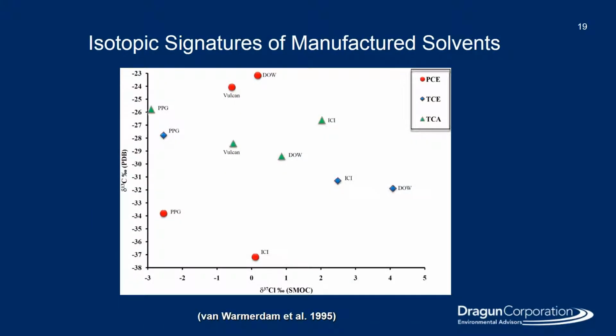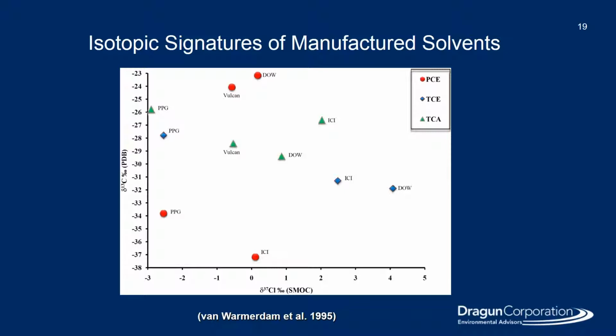This plot shows carbon versus chlorine isotopic ratios of chlorinated solvents from different manufacturers. For example, blue diamonds are TCE from Dow, ICI, and PPG. As you can see here, they have distinct isotopic signatures.